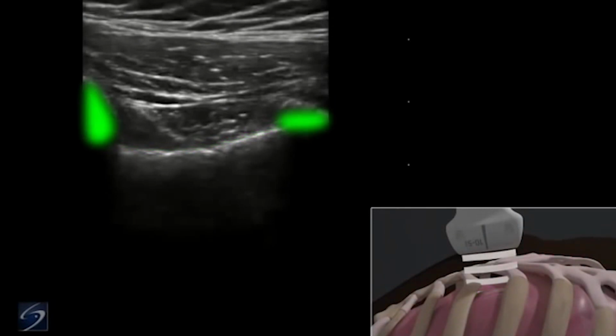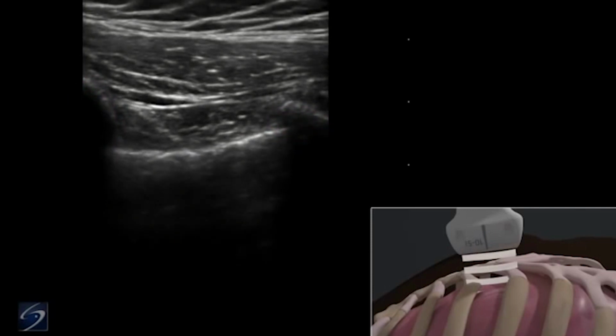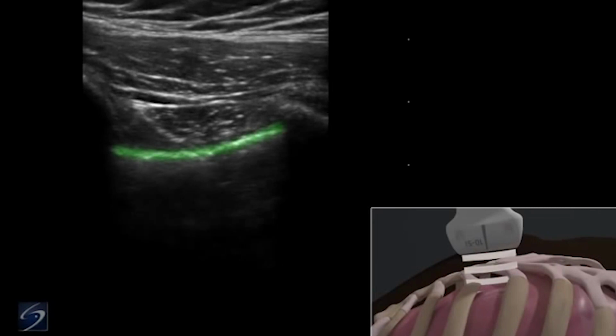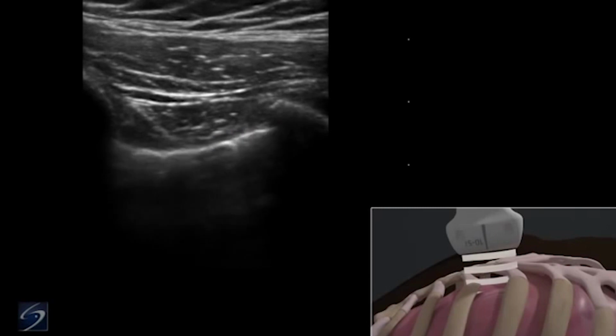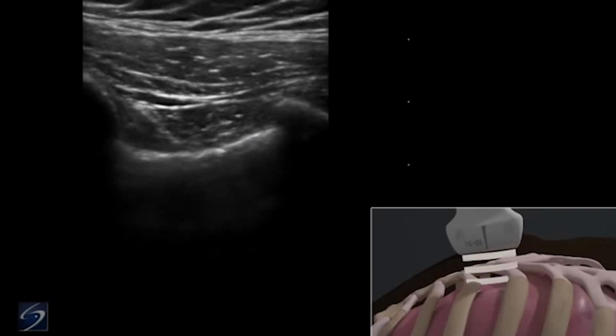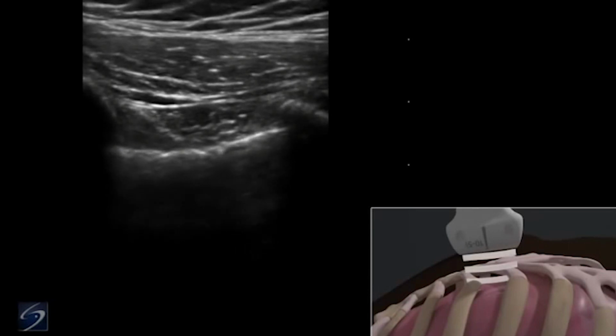The ribs are identified in the near field of the image as a bright interface with a posterior shadow. The pleural line is identified as a bright hyperechoic line between the rib shadows. The to and fro sliding movement of the visceral pleural against the parietal pleural with breathing generates the lung sliding sign.